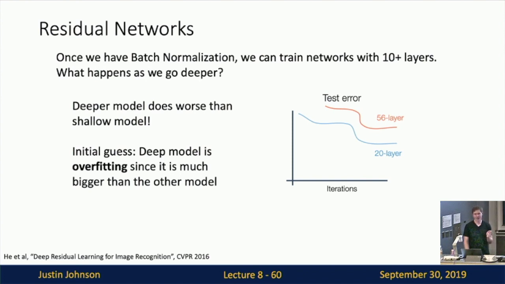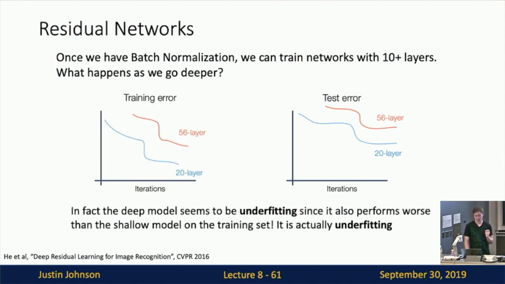But in order to test this hypothesis, we can look at the training performance of these same networks. If you look at the performance on the training set of these same 20-layer and 56-layer networks, you see that the network was not overfitting. In fact, this 56-layer network was somehow underfitting the training set. Somehow there's a problem in optimization. Somehow this deeper model, even once we have batch normalization, once you get to a certain depth, we're no longer able to efficiently optimize very deep networks.